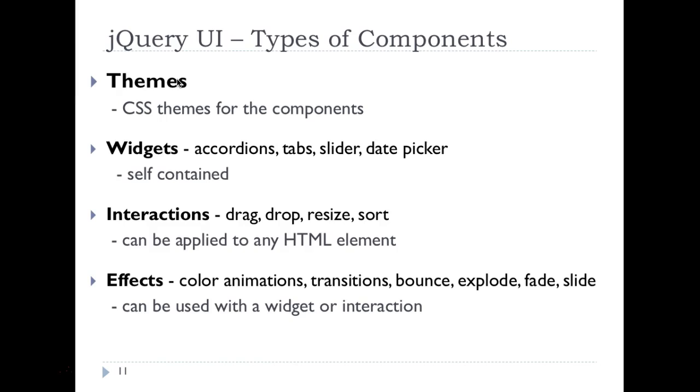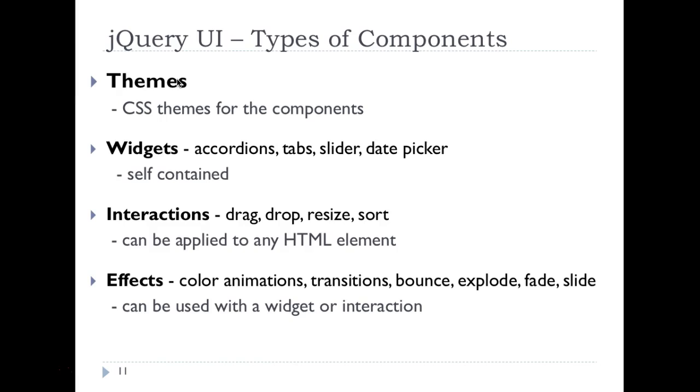Okay, so the types of components we can find with jQuery UI are themes, basically CSS themes for components, things like buttons and text areas. It also has widgets, and widgets come in the form of accordions, date pickers, sliders, and tabs. The widgets themselves will be self-contained, and what that means is they'll have their own properties inside the code. So this will be extremely easy because you can just copy and paste the code to implement these widgets.